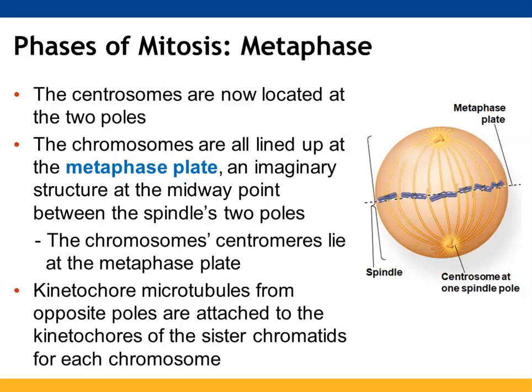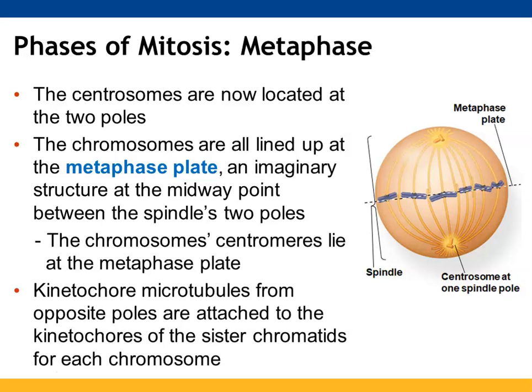At metaphase, your centrosomes are going to be at the two opposite ends. They're going to be 180 degrees roughly apart from one another, and the chromosomes will be lined up in the center. Basically, it's at this invisible midway point between the two poles that the centrosomes consist of.